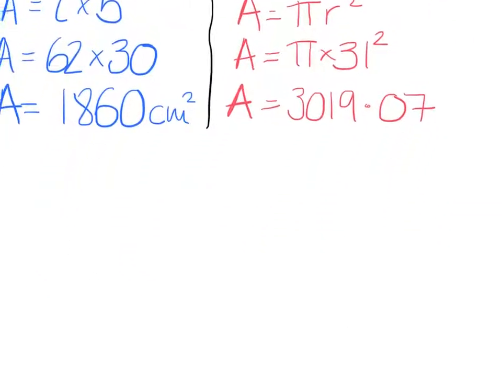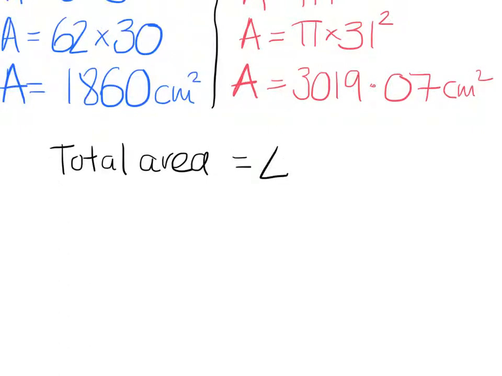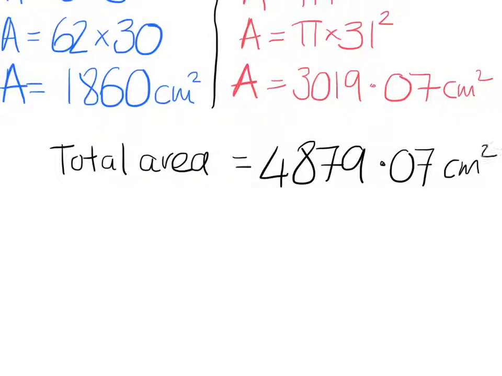So what we want to do next is find the total area of the cross section. Our total area is the red and blue sections added together. That gives us 4,879.07. That's the area of the cross section.